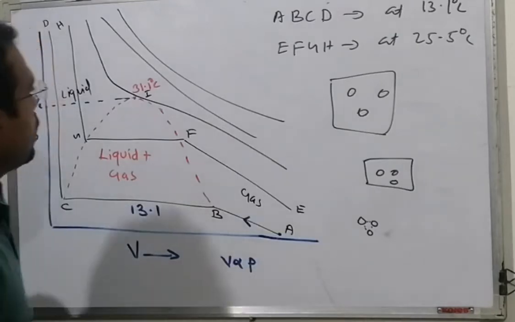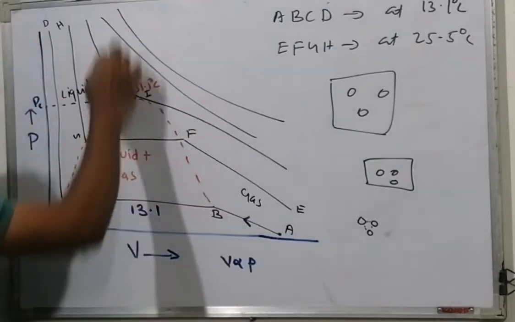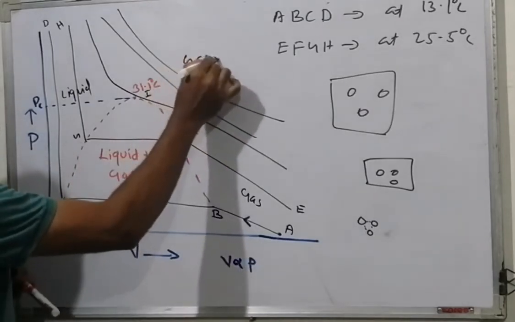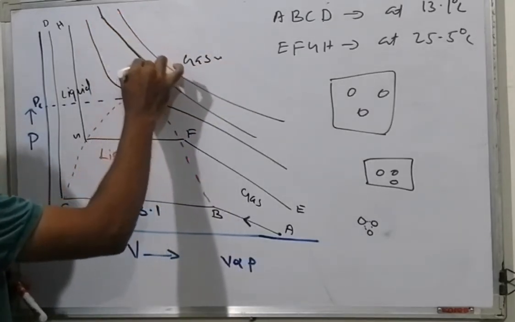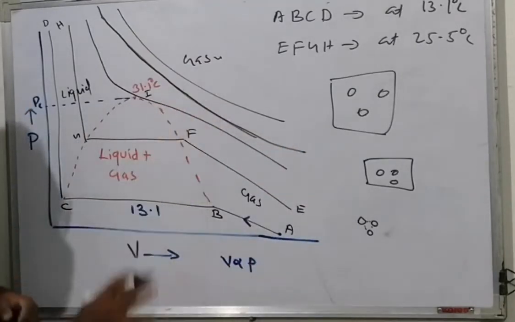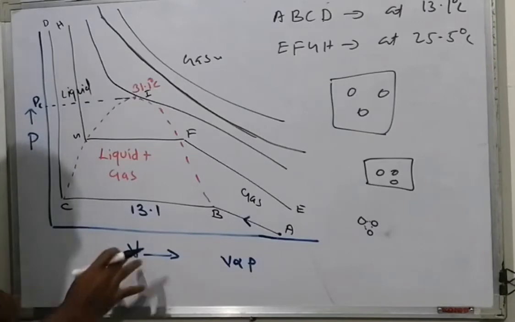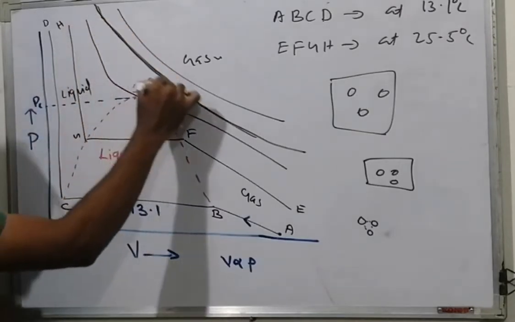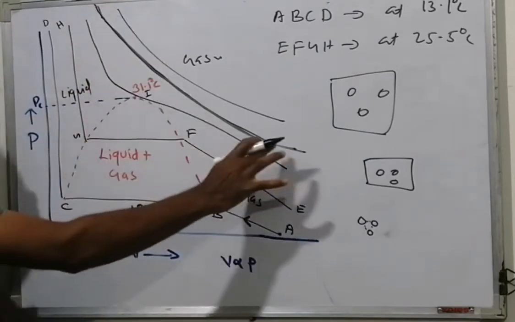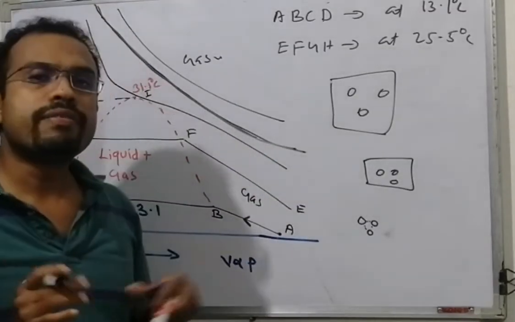Okay. Now, what is this graph? This is the gaseous state. This graph is the original PV isotherm. This is the PV axis. That is, Boyle's law isotherm is this. Okay, this is a Boyle's law isotherm. These are not Boyle's law graphs. This is a Boyle's law graph.